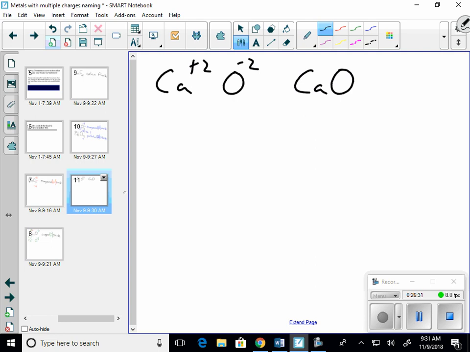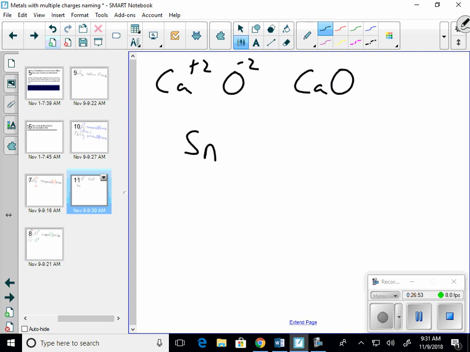Tin(IV) chloride. Randy, can you find tin on your periodic table? I think it's number 50. Yeah. So what's the symbol for tin? Sn. Now, Randy, if you look at Sn right above it, it probably has a +2 and a +4 above it. It has more than 1 charge.